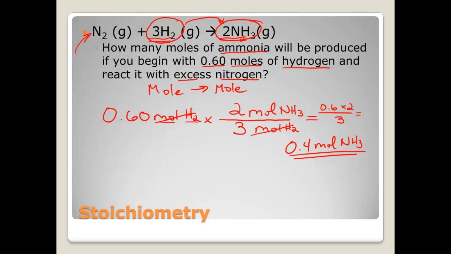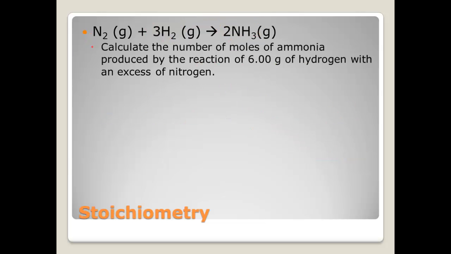So we figured out how much product we can create from a reactant. Now this is a pretty simple reaction because we're just going from mole to mole. But it can get more complex. Let's try another. Here we have the exact same chemical reaction as before: the nitrogen reacting with hydrogen to form ammonia. Now for this one it's different. It says calculate the number of moles of ammonia produced by reaction of 6 grams of hydrogen with excess nitrogen.